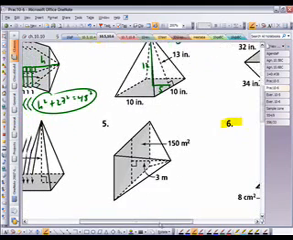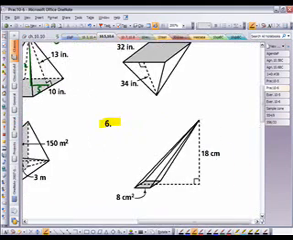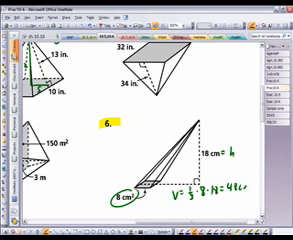Okay, another pyramid. This is an oblique pyramid. The distance from the top to the bottom that makes a right angle is the height. It's not going to be this angled distance. So our height is 18. They give us the base. It's 8. So the volume is simply 1/3 base area times height, which will equal 48 centimeters cubed.